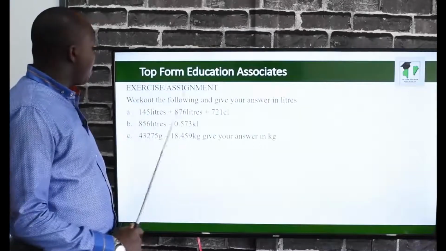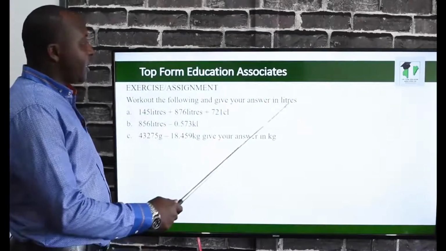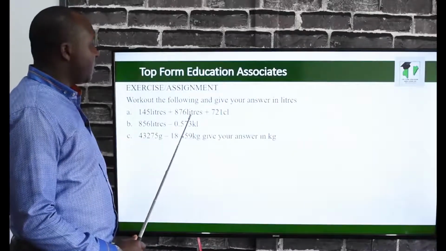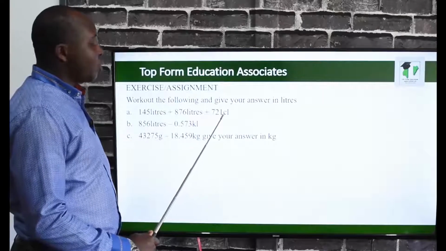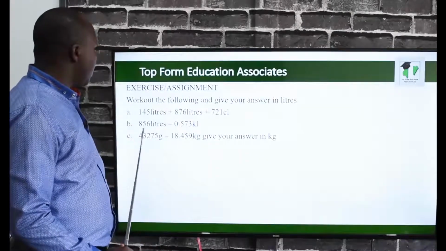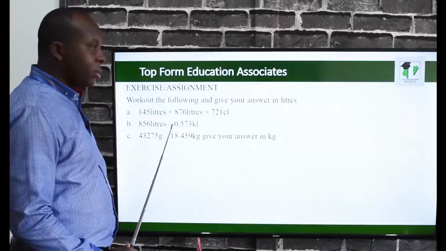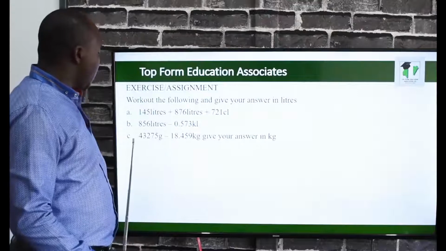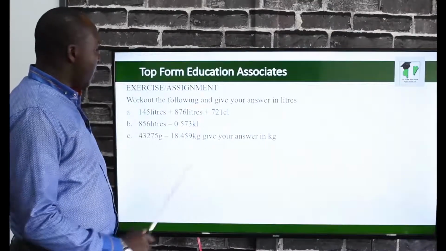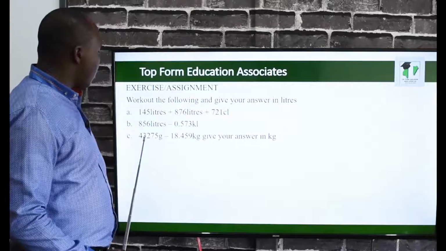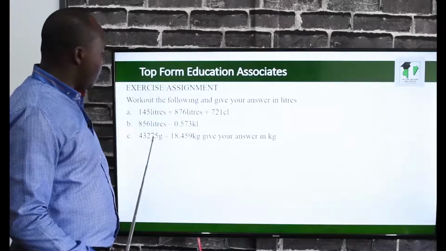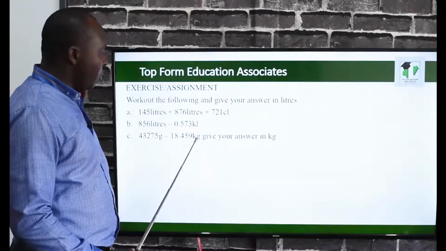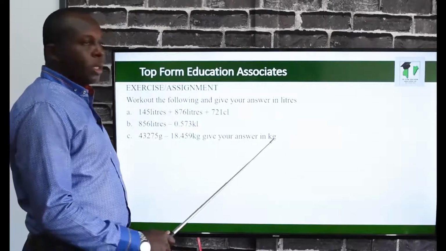Exercise and assignment. Work out the following and give your answer in liters. A, 145 liters plus 876 liters plus 721 centiliters. B, 856 liters minus 0.573 kiloliters. So these two, express them in liters. C, 43,275 grams minus 18.459 kilograms. Give your answer in kilograms.